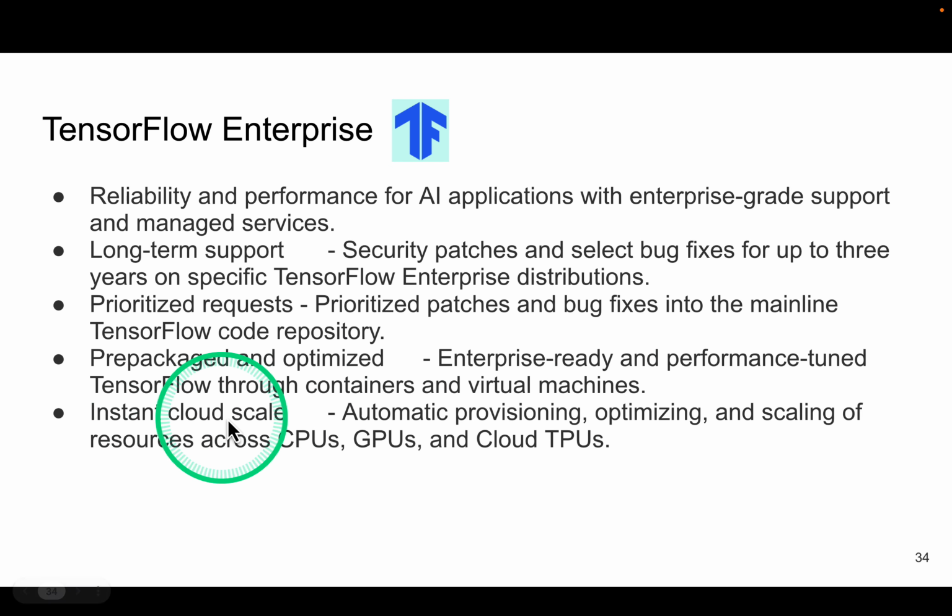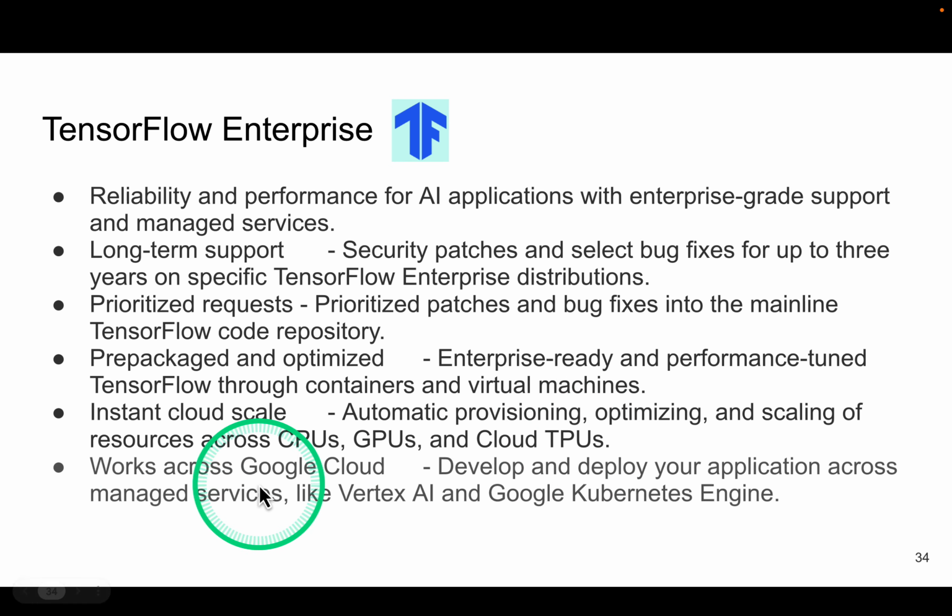Instant cloud scale, automatic provisioning, optimizing and scaling of resources through CPUs, GPUs and TensorFlow processing units, also known as TPUs, cloud TPUs. Works across Google Cloud, so you can develop and deploy your applications across managed services like Vertex AI and Google Kubernetes Engine.